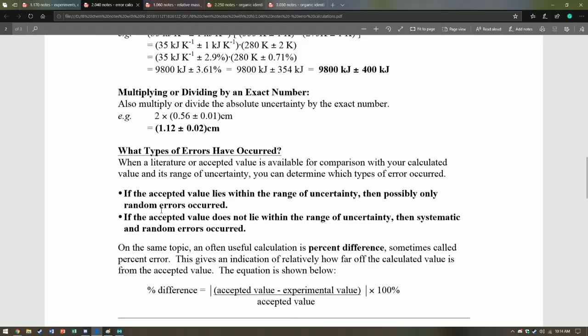Lastly, we talk about percent difference. If the accepted value lies within the range of uncertainty, then only random errors have occurred. However, if it does not, then random and systematic errors have occurred. This is how you calculate the percent difference between the accepted value and your value: accepted minus experimental over accepted, take the absolute value of that, and multiply it by 100.